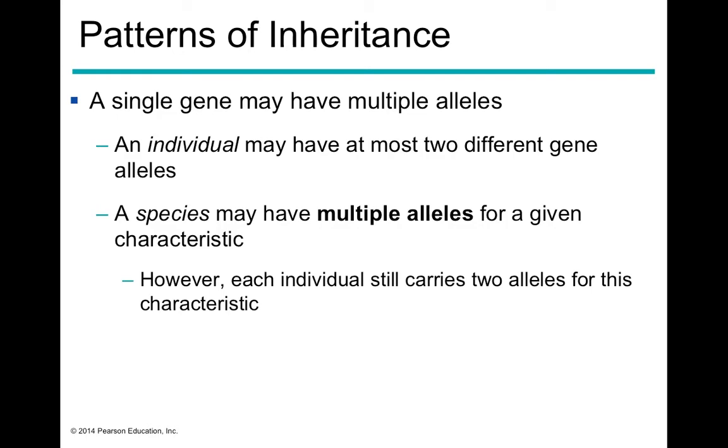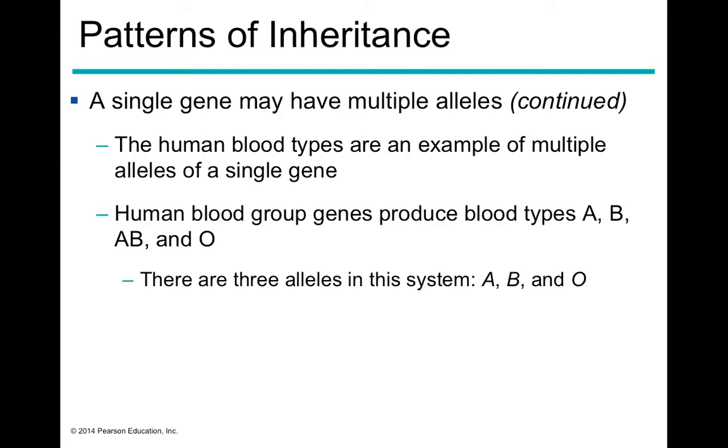But I digress. Another one of Mendel's characteristics is that a single gene had just two alleles, right? But oftentimes, multiple alleles of a single gene will exist. And although an individual can only have 2 alleles, right, because you only have 2 locations to host those genes, a species can have multiple alleles for a given characteristic. And again, each individual is still only going to be able to carry 2 alleles for the characteristic. An example of multi-allelic inheritance is human blood types, right? So human blood groups produce blood types A, B, and O.